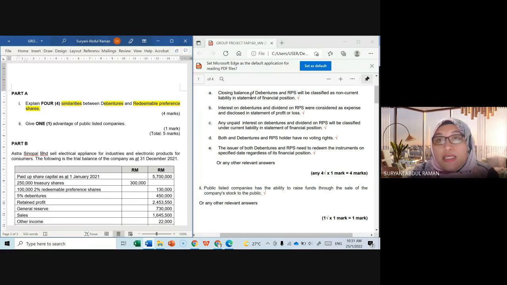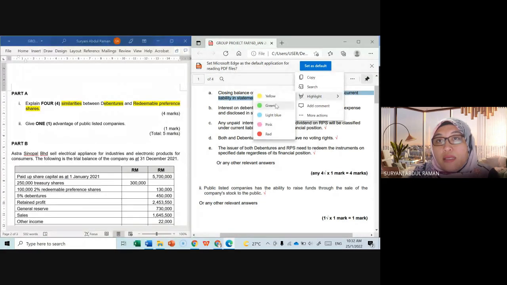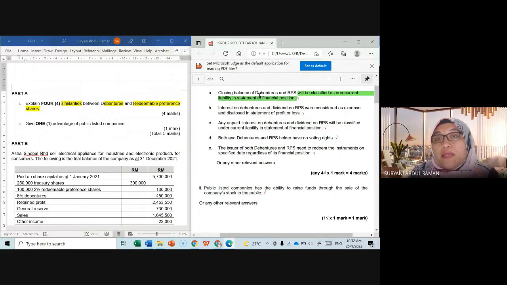Number one, the closing balance of debentures and redeemable preference share. RPS is the acronym for redeemable preference shares. It will be classified as non-current liability. I'm looking for this point. The closing balance meaning the balance carried down. The final balance of debentures and RPS will be classified as non-current liability in the statement of financial position. If you get this one, you get 1 point, because one tick equals 1 mark.